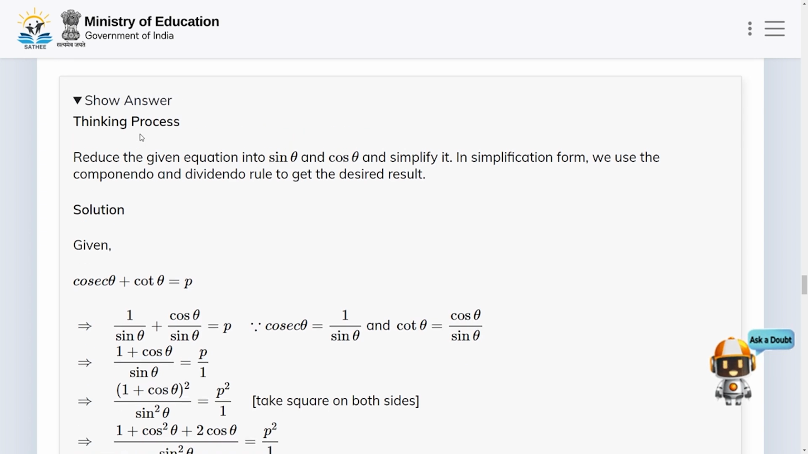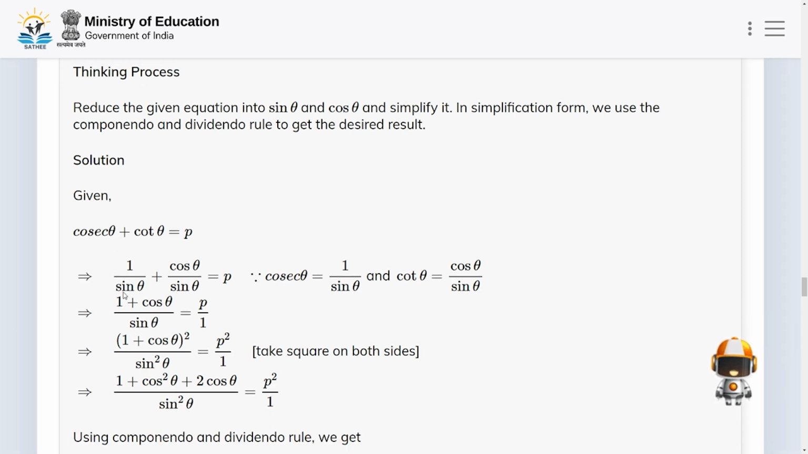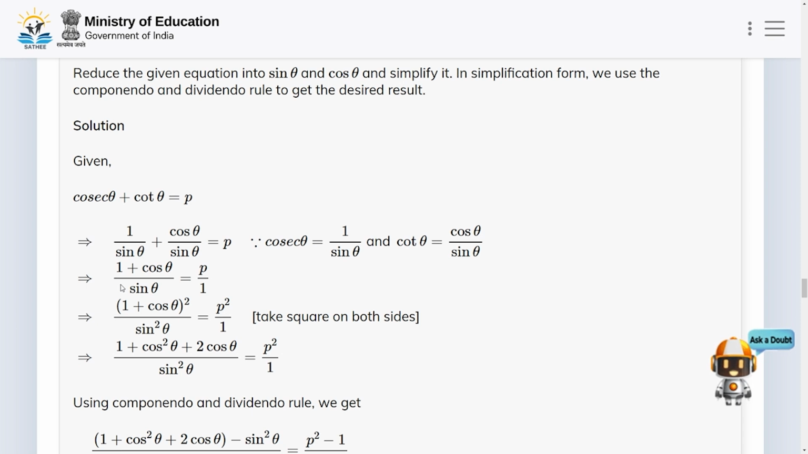First of all, let us see the thinking process. How to think about this problem? Reduce the given equation into sine theta and cos theta and simplify. In the simplification, we use the componendo and dividendo rule to get the desired result. Given that cosec theta plus cot theta is equal to P. We know cosec theta is equal to 1 by sine theta, and cot theta is equal to cos theta by sine theta.